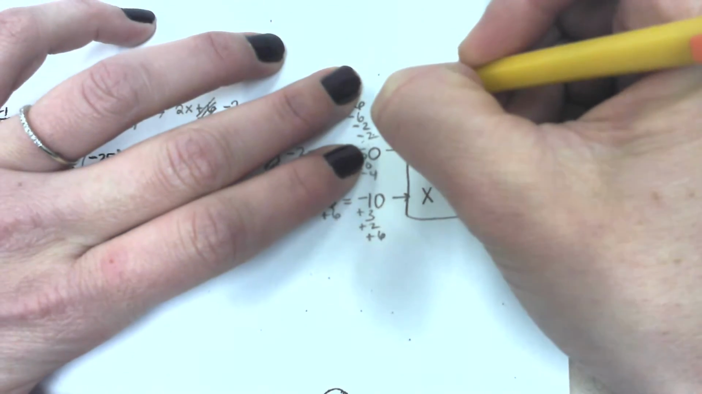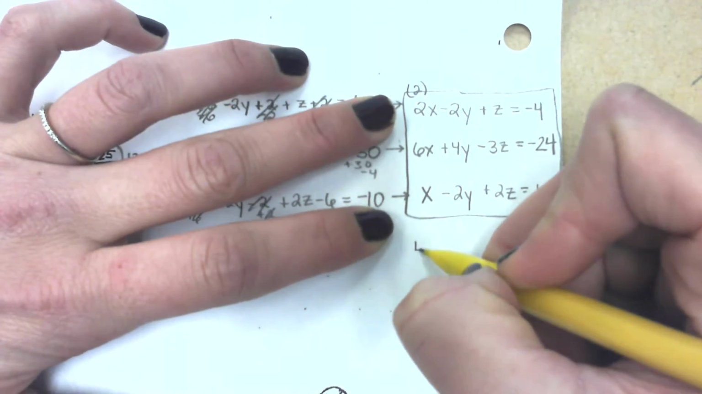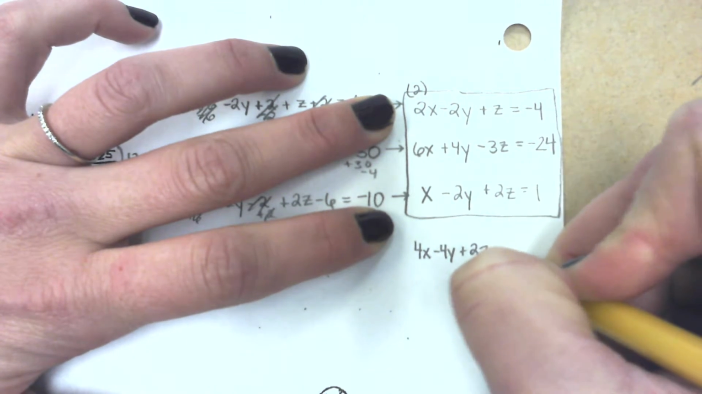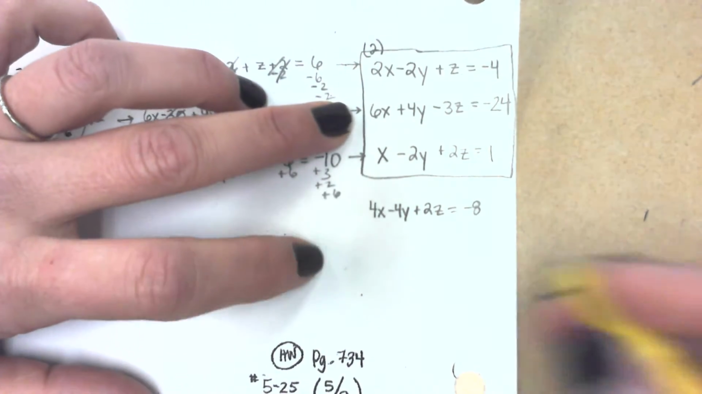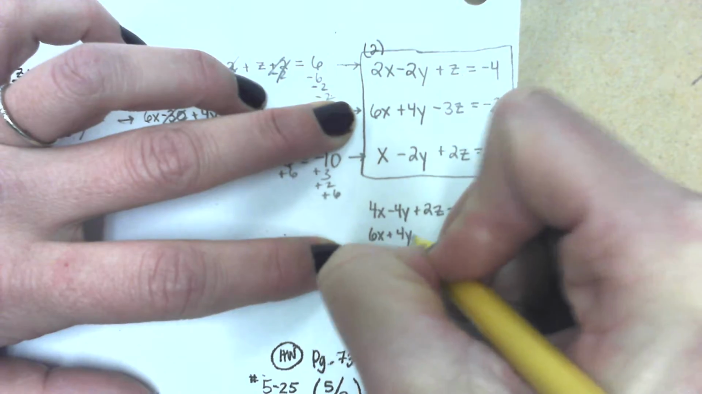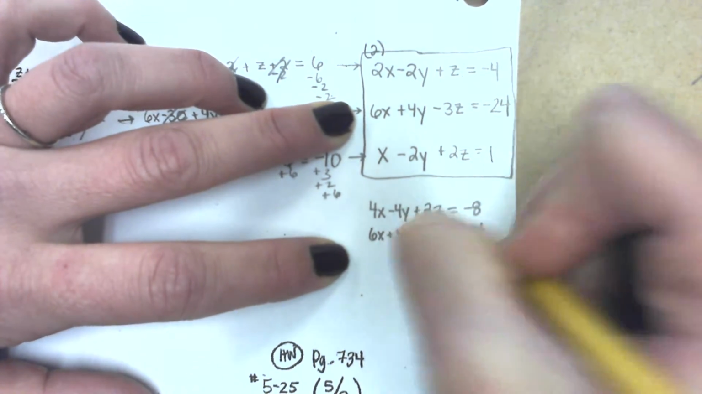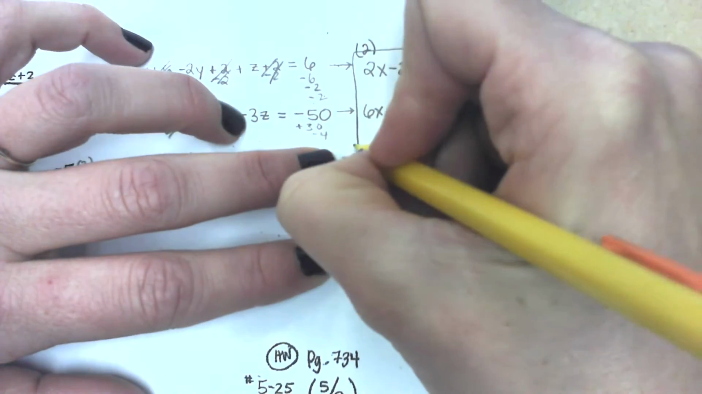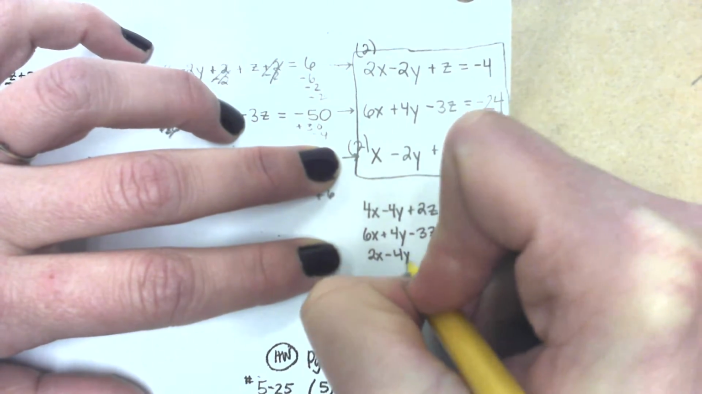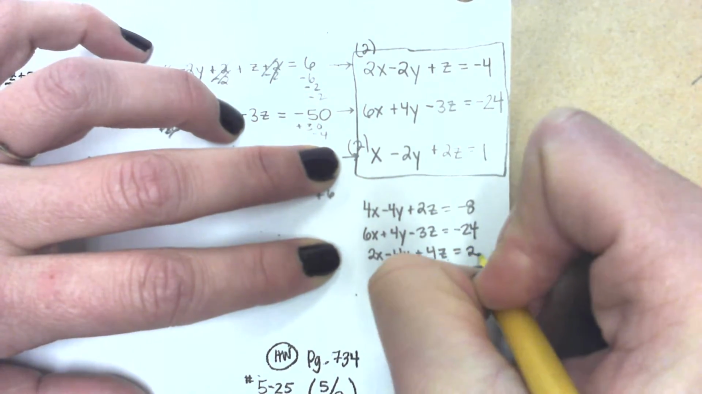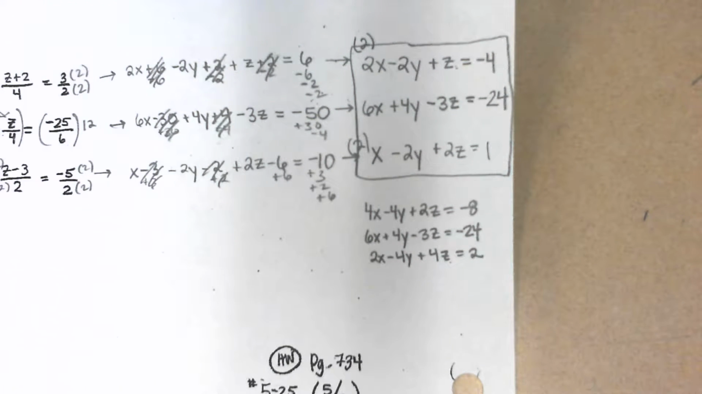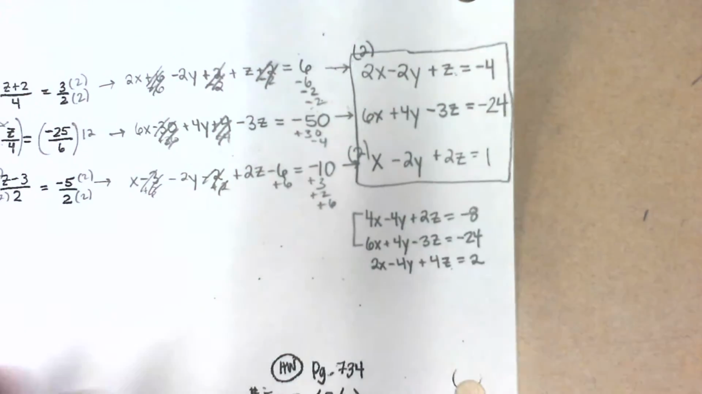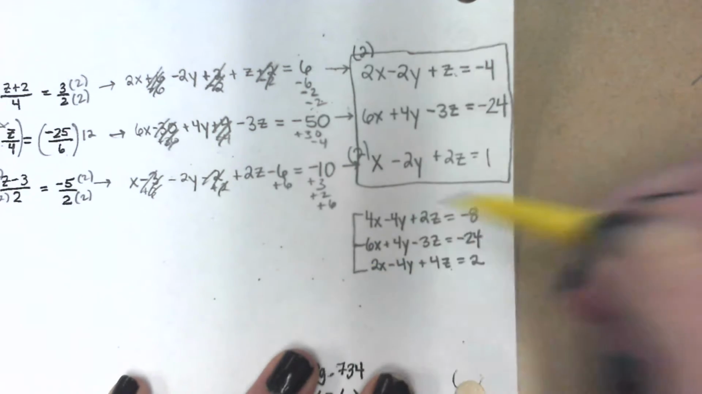So this first equation's got to get multiplied by a 2. That's going to make it 4x minus 4y plus 2z equals negative 8. My second equation gets nothing. It already is a 4. And my third equation gets a 2 as well. So then I just do one round of elimination with the first 2 equations, and then a second round of elimination I'll do with the second 2 equations.